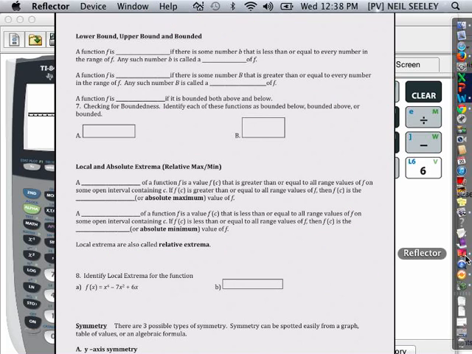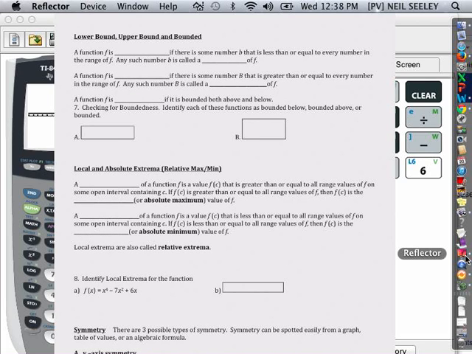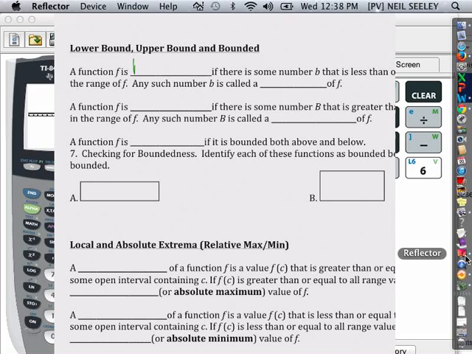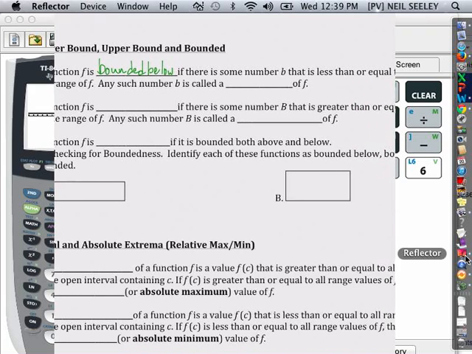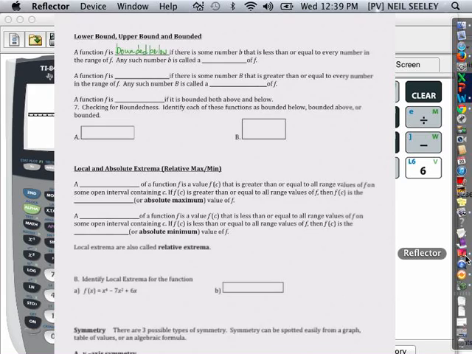Flipping the page, turning this thing over. We're on a roll. We're going to make it to the end. Bounded below is my very first. A function f is what we call bounded below if there's some number b that is less than or equal to every number in the range of f. Any such number b is called a lower bound.